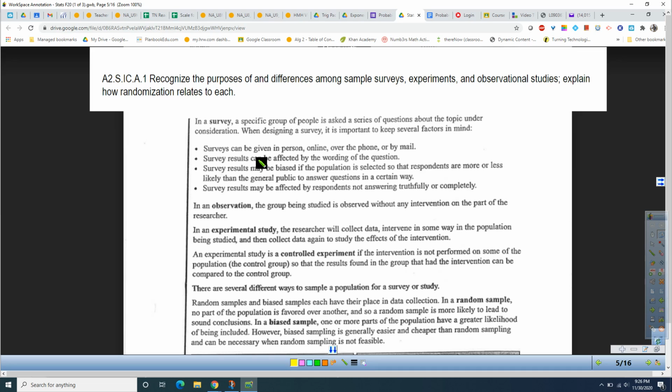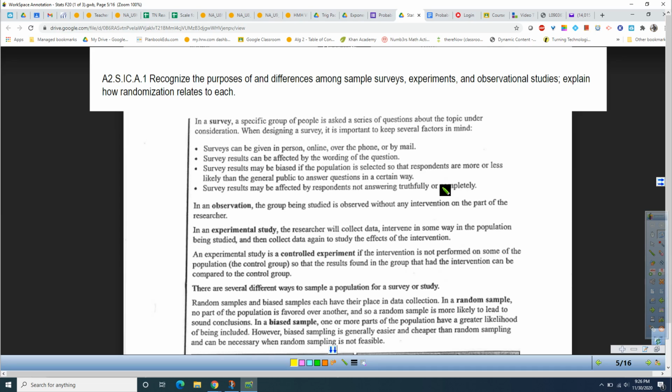Okay, and survey results can be affected by the wording of the question. So you got to be careful of that as well. We also don't want to introduce bias if a population, that means a group that you're studying, doesn't really get represented equally. All the different kinds of groups that you'd be looking at don't get represented equally in your survey. And then survey results may be affected by respondents not answering truthfully or completely. And then we'll get more into that and we'll talk about bias in just a moment.